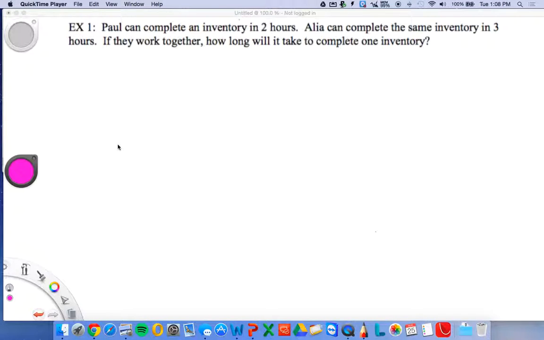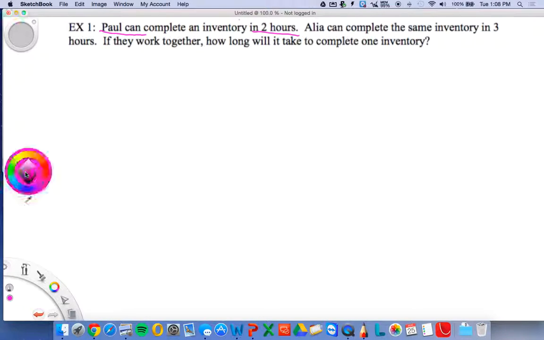Okay, there are a few things that you have to understand when you're doing a question like this. This is a basic work rate question. When you're doing a work rate question, you need to find out basically what it's asking. In this case, Paul, who's person 1, can complete a job in 2 hours. Aaliyah, who's person 2, can complete a job in 3 hours. How long will it take them to complete one inventory?